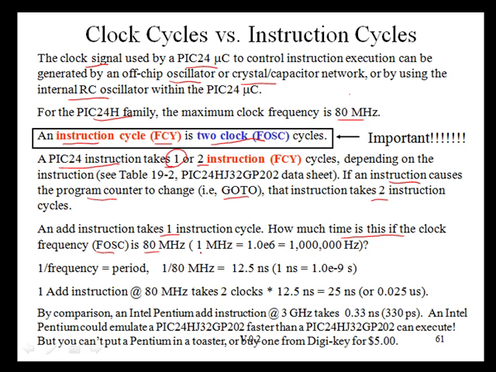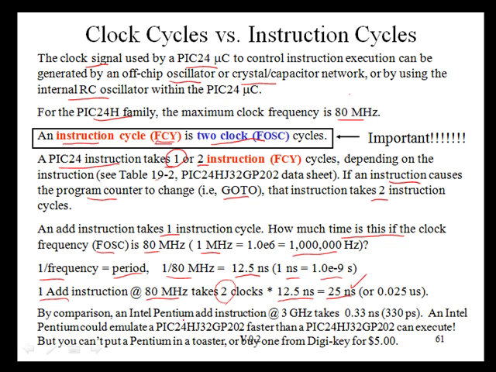Let's review some units. 1 megahertz is 1 million hertz. Recall that 1 over the frequency is the clock period. So 1 over 80 megahertz happens to be a period of 12.5 nanoseconds, where 1 nanosecond is 1 billionth of a second. So 1 add instruction at 80 megahertz takes 2 clocks. So 2 clocks times a period of 12.5 nanoseconds means that this add instruction takes 25 nanoseconds. This is going to be the period of the instruction cycle.